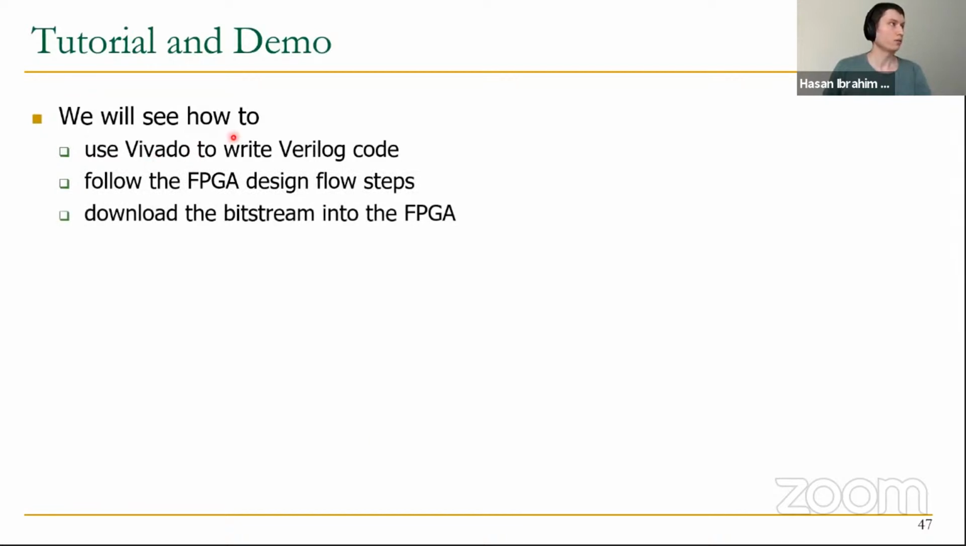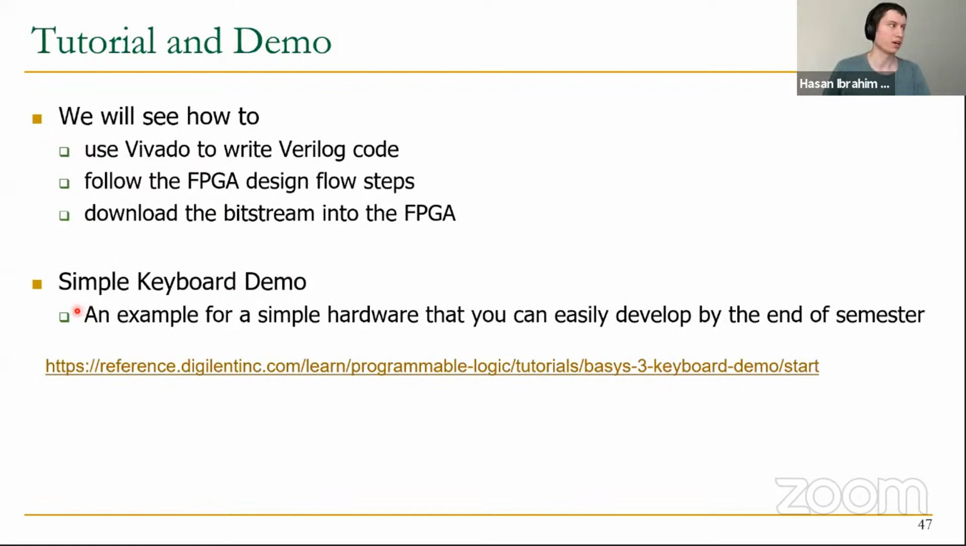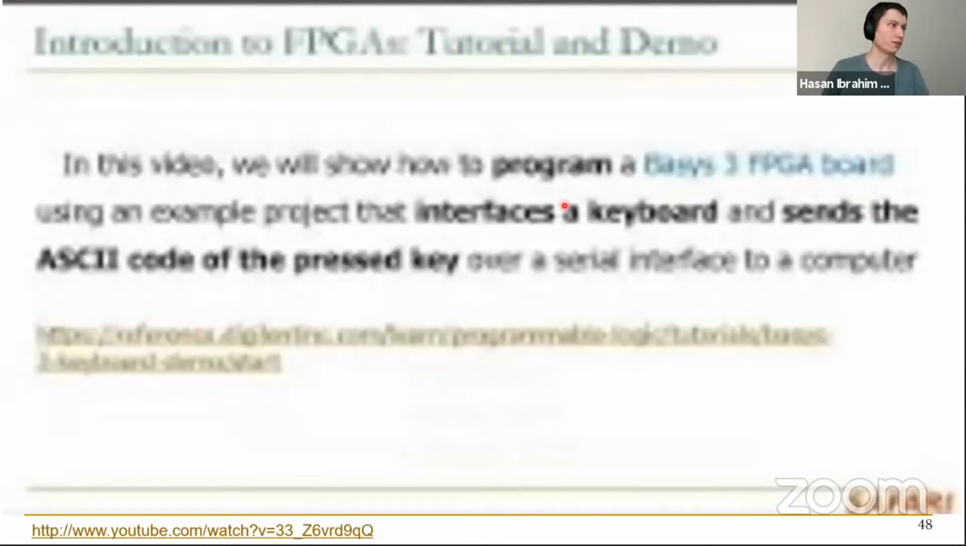Okay, so I will show you a very short demo. In this demo we will see how to use Vivado to implement some Verilog code and follow the FPGA design flow steps to download the bitstream to the FPGA and run some simple application, which is a keyboard demo. Basically, when you press any key on the keyboard, it will be displayed on the terminal, and the FPGA will be the hardware piece that processes the information that a key is pressed. Okay, and here's the video.